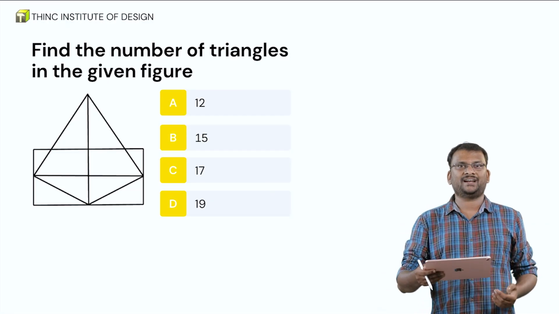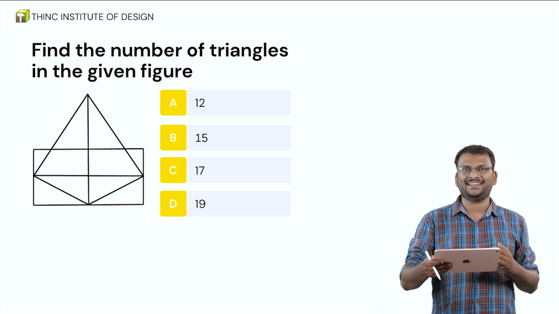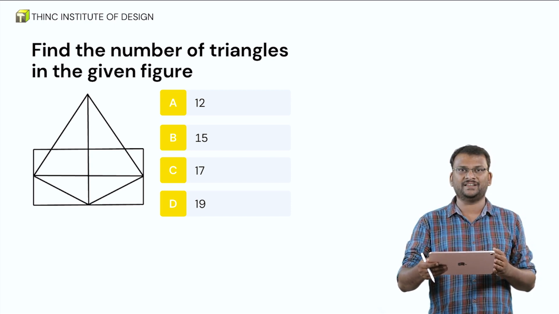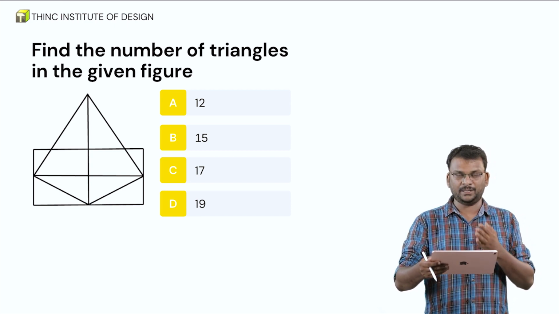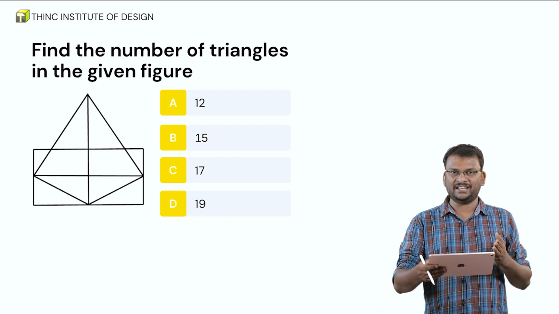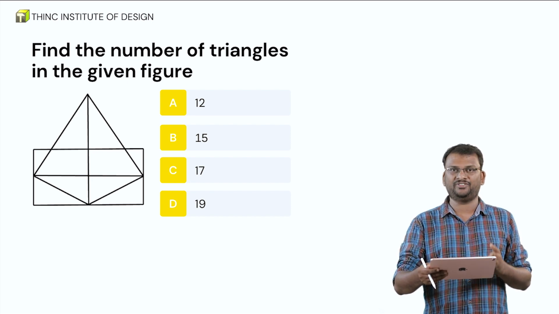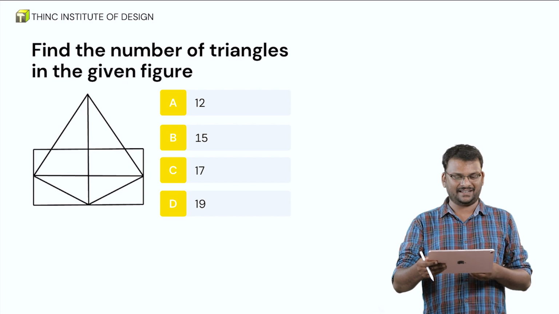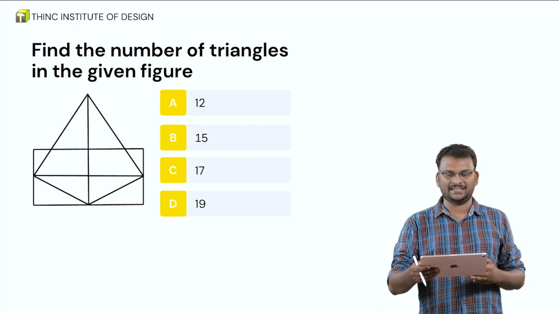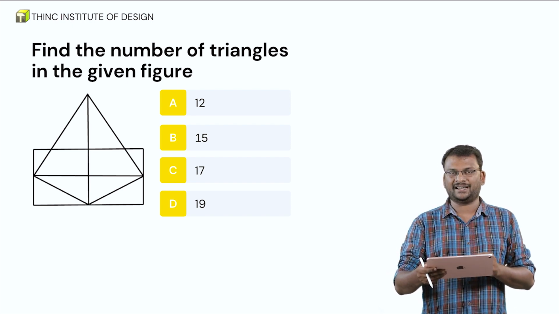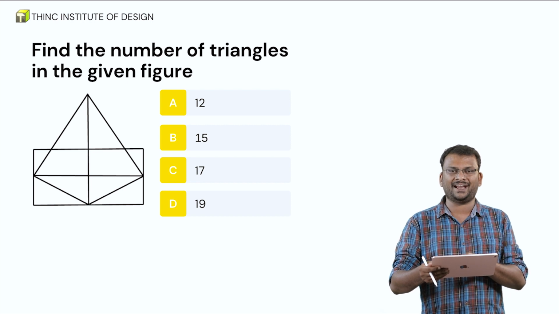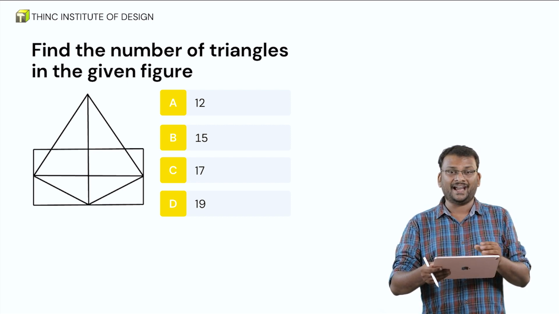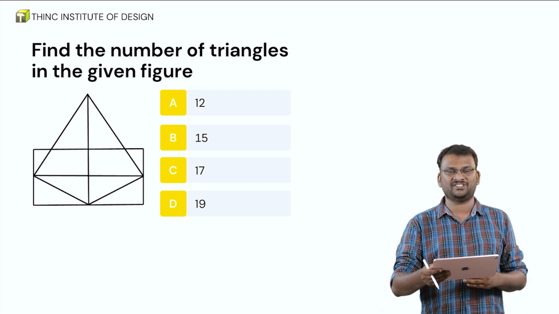So now you can find the question here: find the number of triangles in the given figure. Four options have been provided over here. Option A 12, option B 15, option C 17, option D 19. It will take a little bit of time, so you can pause the video and try this question and post your answers in the comment section.